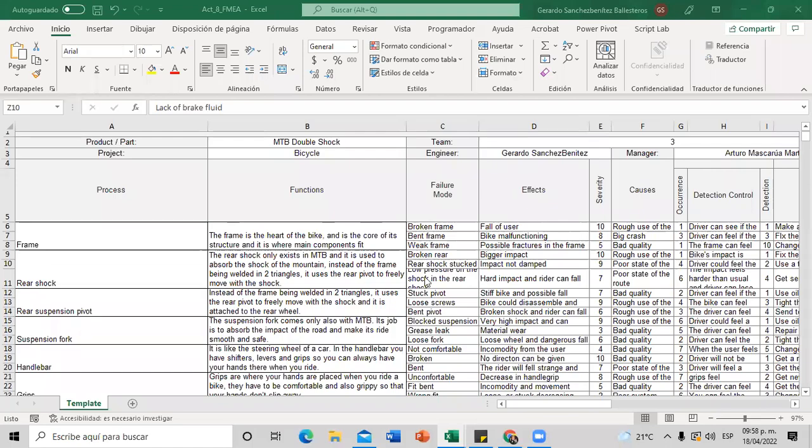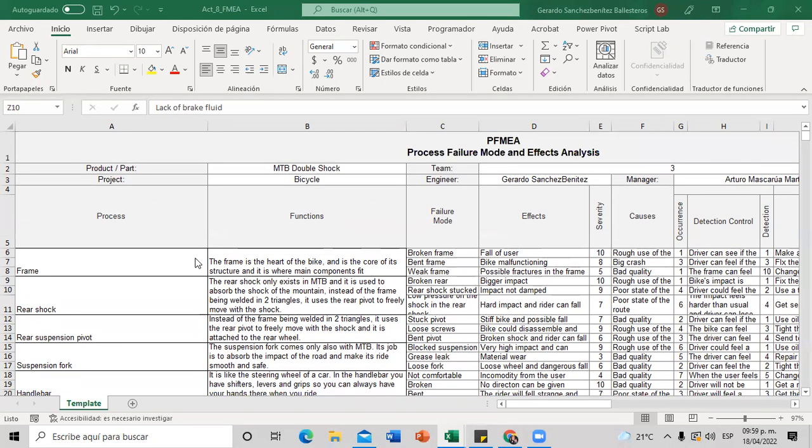Hello, we're going to explain the process we did for the FMEA. So in the first part, we had to categorize all the bicycle parts, knowing which were for the body, power transmission, brakes, and wheels and tires. Then we had the template for the FMEA, in which we had to fill it up with all the data that my teammate will explain.